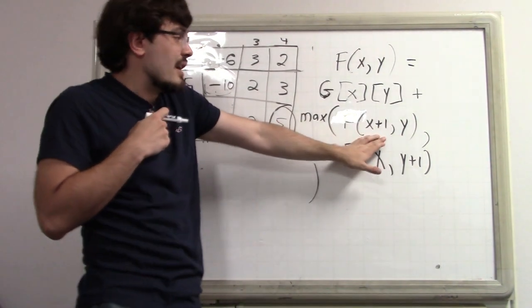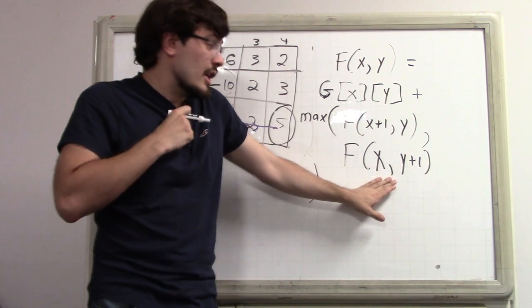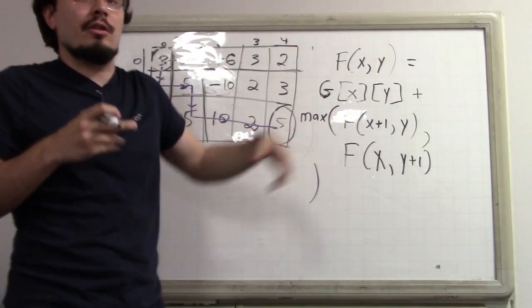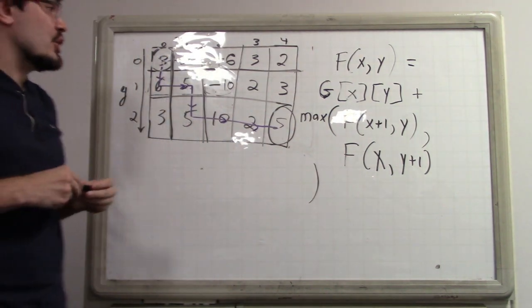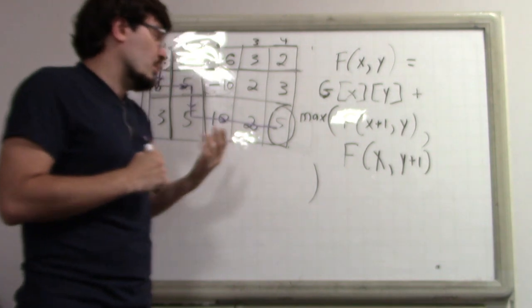This is the optimal payoff if you choose to go right. This is the optimal payoff if you choose to go down. You pick the better of the two, and then you add your current value of the cell. And this is the general case. So now we've expressed this generally. What about the base cases?